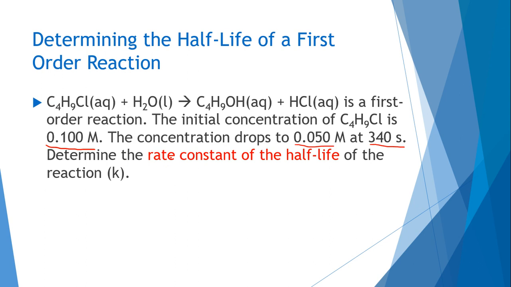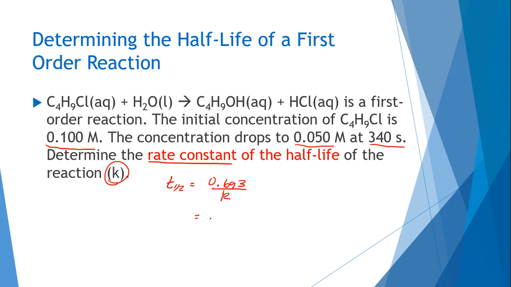And I have this in red because I need you to fix it in your notes. I'm determining the rate constant, not the half-life. I did put in parentheses your K value, but I just really wanted to emphasize we are finding the rate constant in this problem. So here we're going to go ahead and write out our equation. T of 1/2 equals 0.693 divided by K. And we just need to plug in what we know.